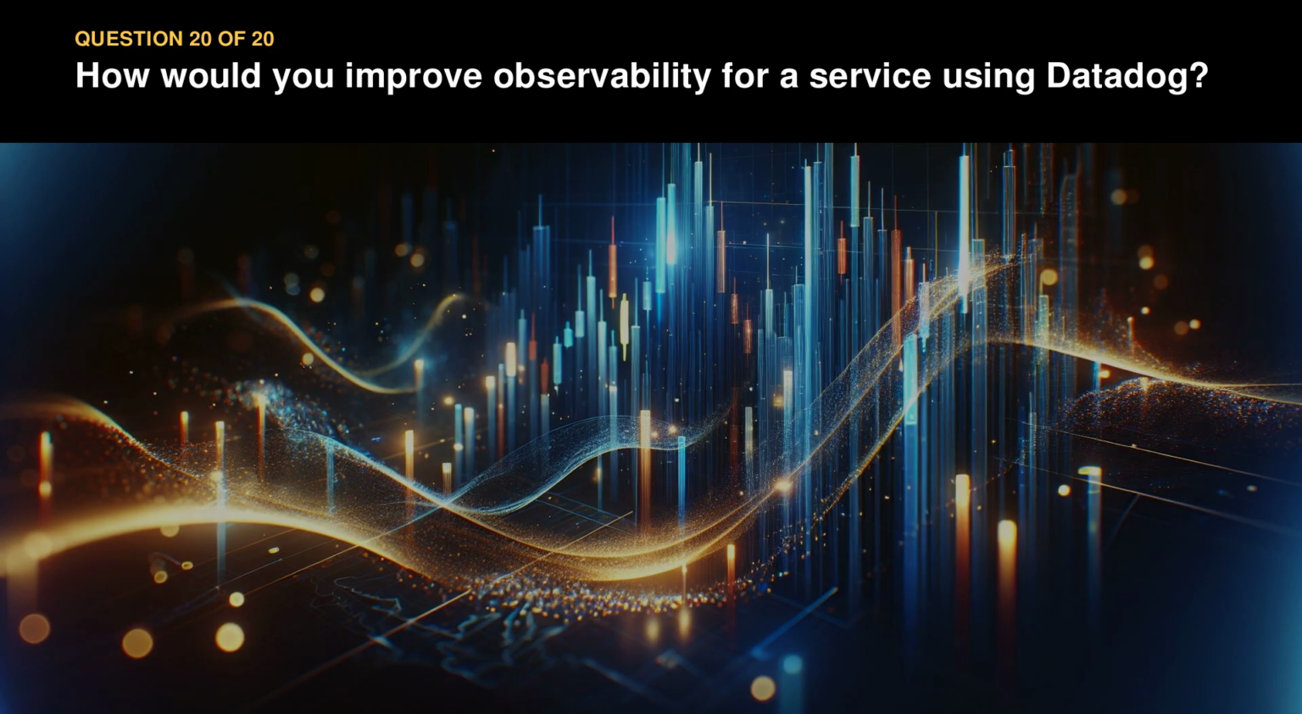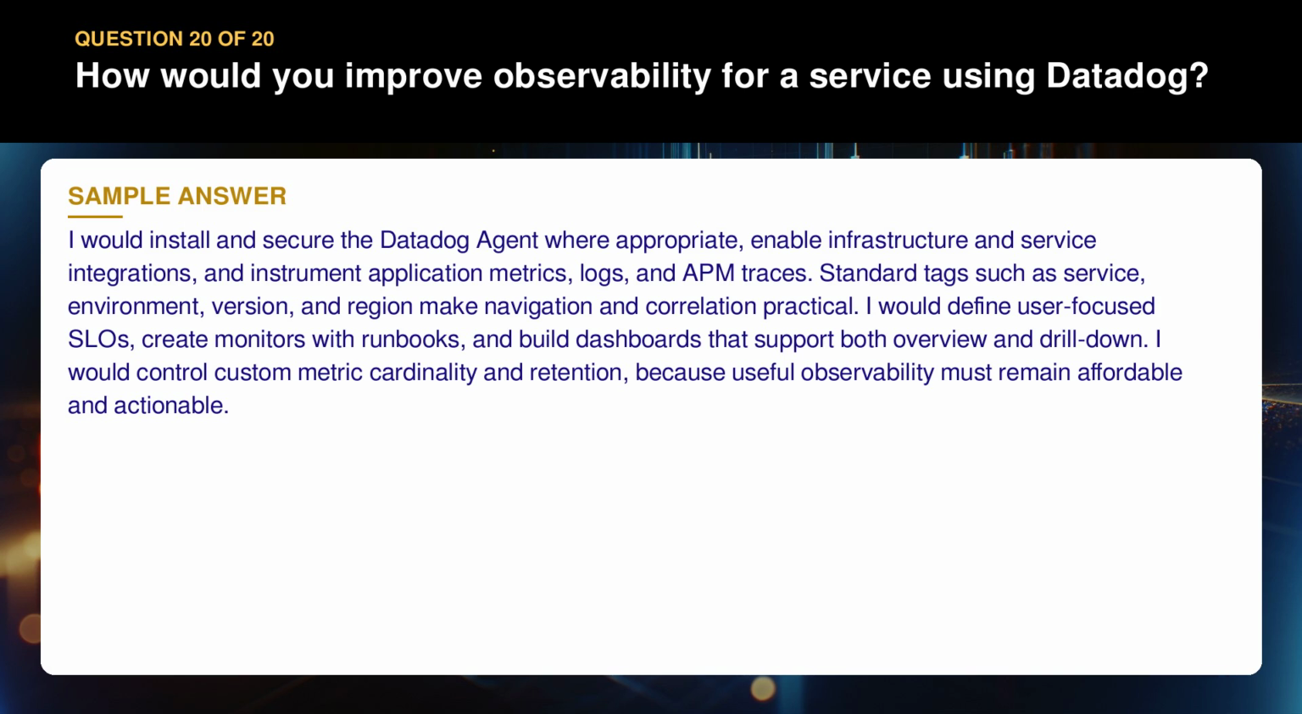Question 20. How would you improve observability for a service using Datadog? I would install and secure the Datadog agent where appropriate, enable infrastructure and service integrations, and instrument application metrics, logs, and APM traces. Standard tags such as service, environment, version, and region make navigation and correlation practical.